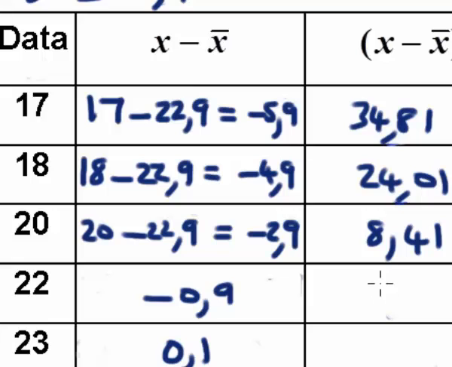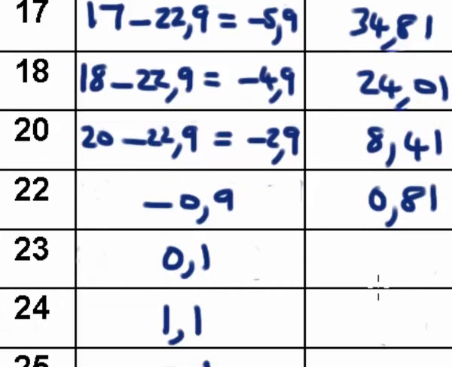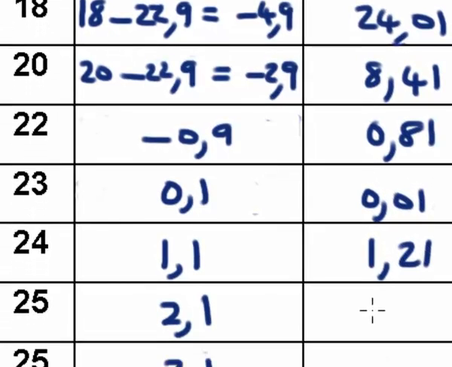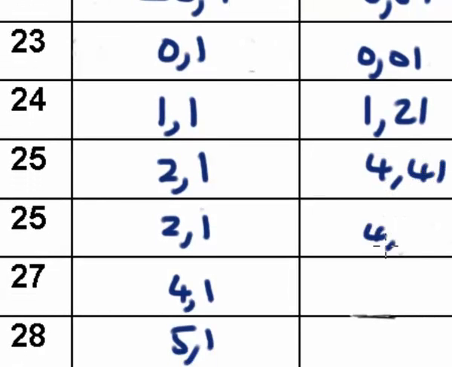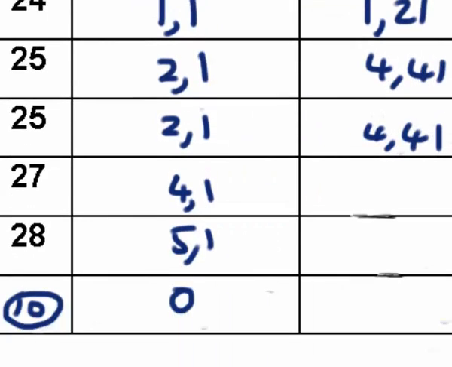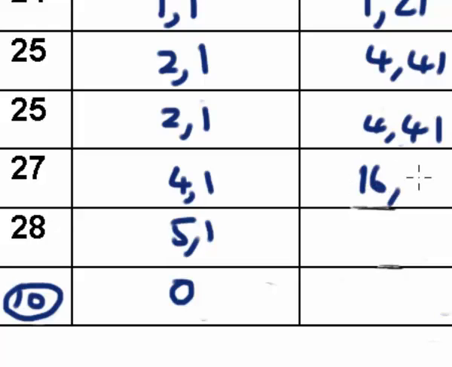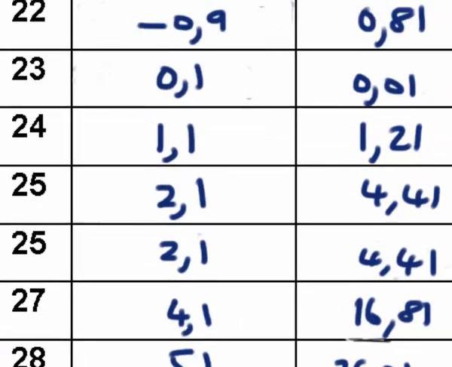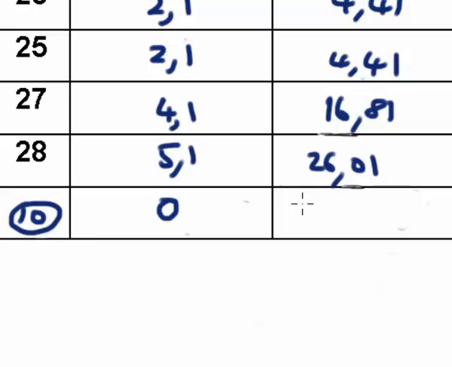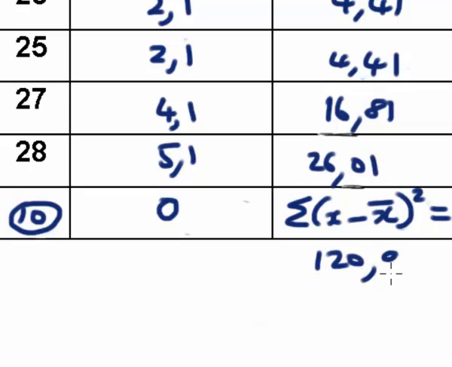And as you continue squaring, you get all these squared values, which are called the squared deviations from the mean. So it's 0,01, 1,21, 4,41, 4,41, those are exactly the same. Then we've got 16,81 if you square 4,1, and 5,1 squared is 26,01. Then, if you remember, we worked out the sum of all of these squared deviations, and it comes to 120,9.